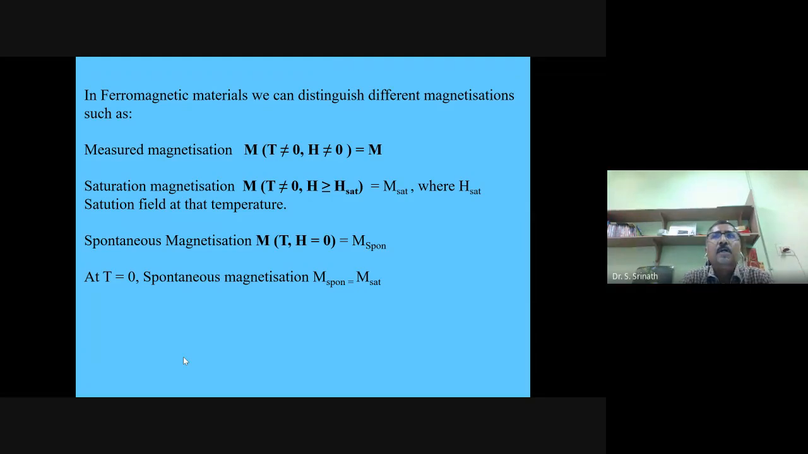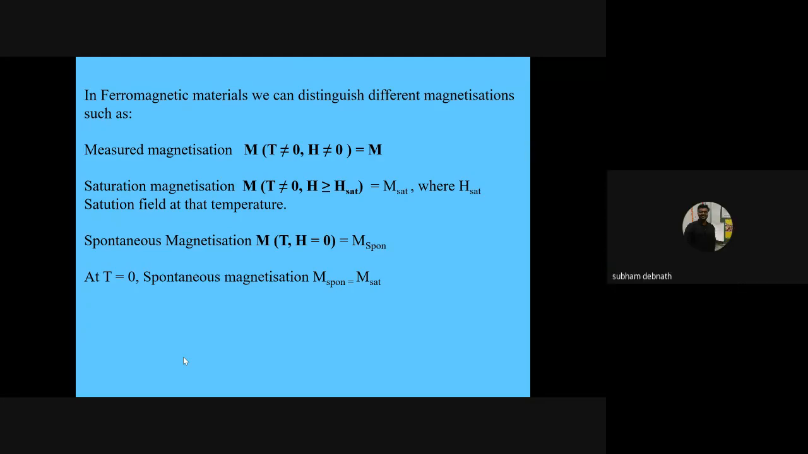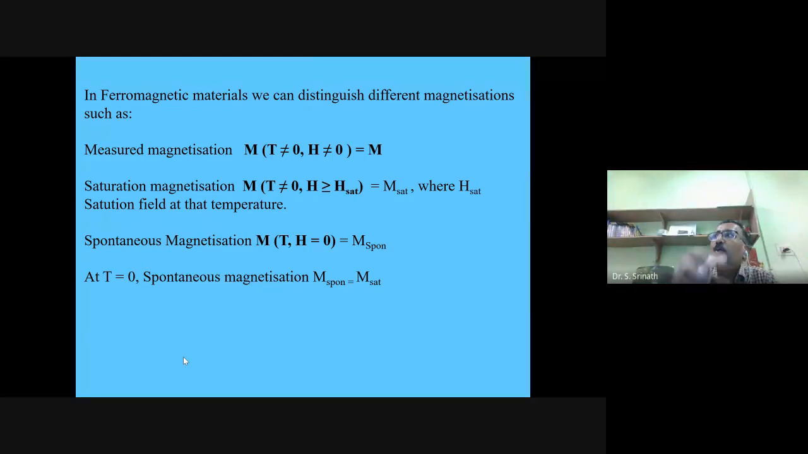So it will not be equal to the saturation or spontaneous magnetization also, because in a material, if you look at it, there are different domains. So we are not measuring the magnetization within a domain. We are measuring the entire sample. So unless all the domains are oriented along a particular direction, we will not get the entire total saturation magnetization. That will happen only if the field is strong enough. You understand? So measured magnetization depends on these two factors.